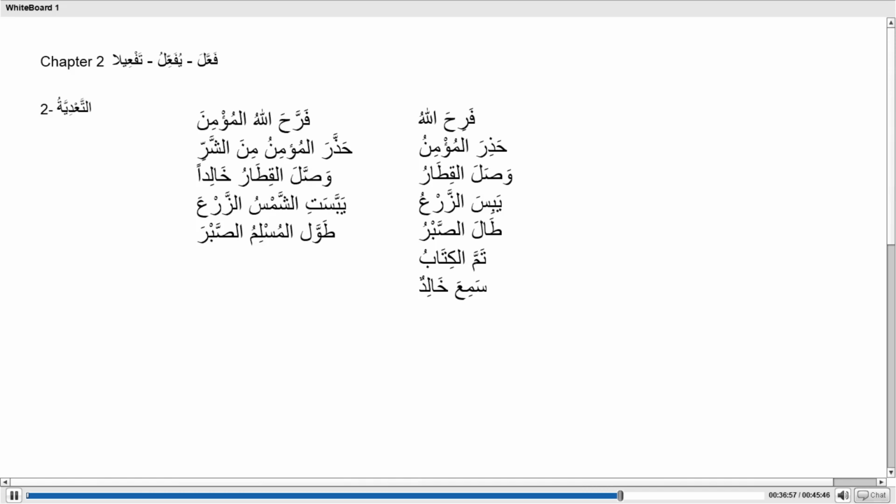طيب تم الكتاب. Now تم الكتاب means the book was accomplished or was completed. Can we say the book completed something? Yeah, so someone completed a book. So how do we say it? First of all, how do we say the verb?